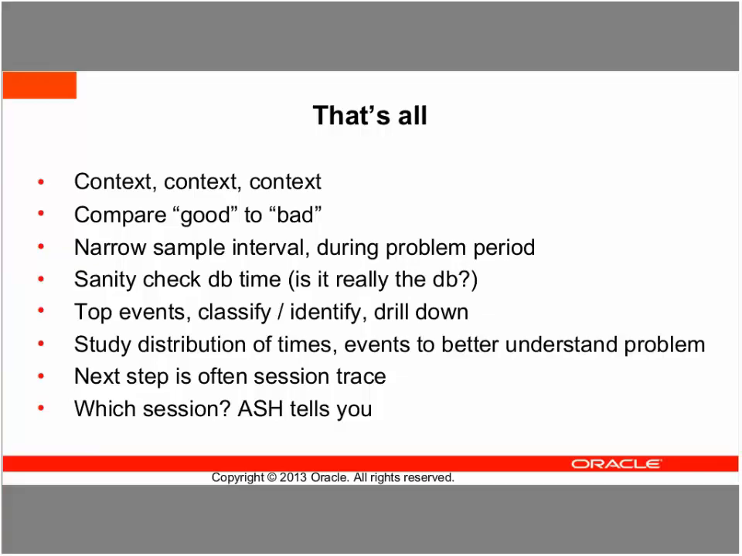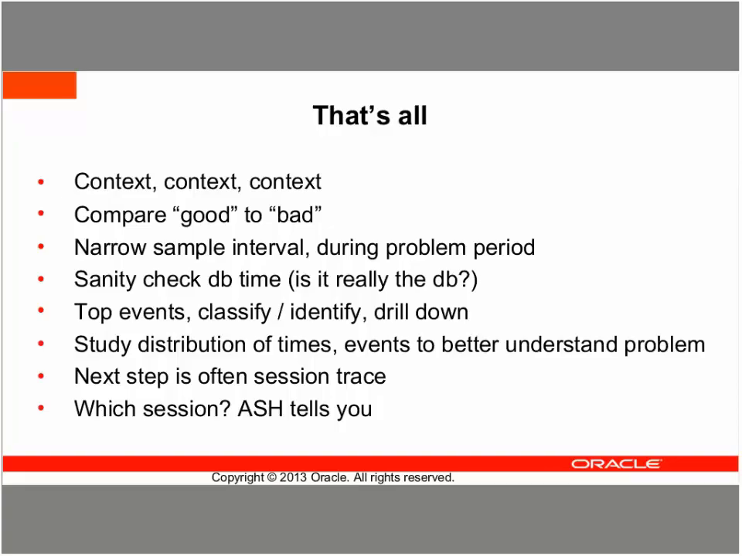I hope we have some questions queued up. So basically, to wrap up, everything should be analyzed in context. Compare good to bad. You still need that baseline or something with good performance to compare to. You want the interval sample, as we've illustrated, to be as narrow as possible around the problem period. This particular customer is using 60-minute AWR report intervals. That's okay. I personally prefer the default 30 minutes. I think 5 minutes is way too narrow.